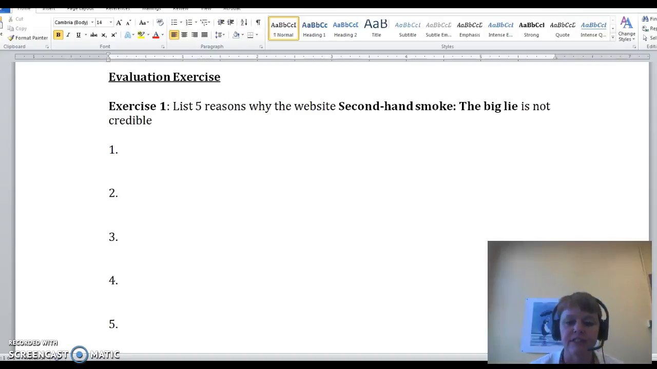For this observational assessment, we were looking at a class that we teach very frequently with our freshmen, on how to evaluate websites. So just a little bit about the class. What we do is we break the students into groups, and then we give them a website that is truly awful. And we ask them to figure out 5 reasons why the website Secondhand Smoke the Big Lie is not credible. And then we give them about 5 minutes to develop that list. Then we come back together as a class and discuss the reasons they came up with.